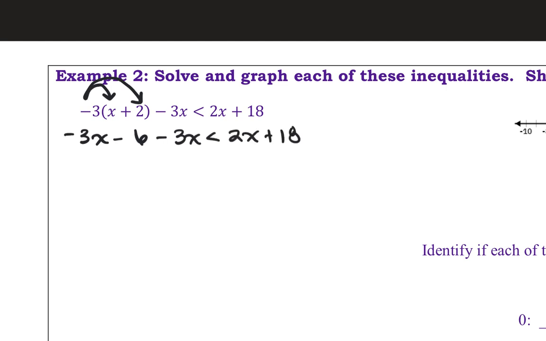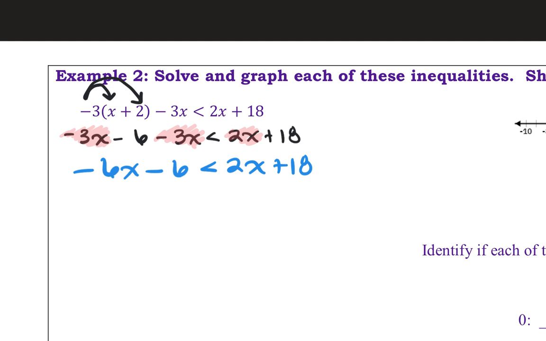All right, if we highlight everything with the variable, when they're on the same side, we need to put them together. So if you notice, these two are on the same side. And you don't change the sign. You just read it as negative 3 minus 3. What's negative 3 minus 3? Negative 6. So we have negative 6x minus 6 is less than 2x plus 18.